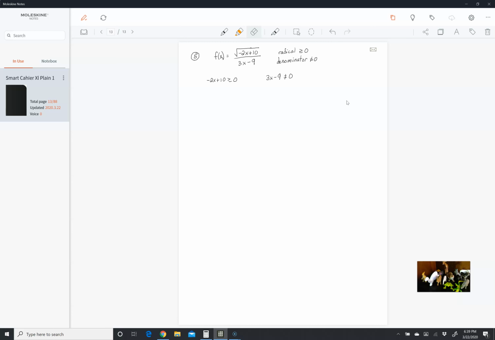So we're going to solve this. We subtract 10 from both sides. We have negative 2x greater than or equal to negative 10. We divide by negative 2 on both sides. And this is a case where the sign flips. So x is less than or equal to 5. So the sign flipped here because we were dividing by a negative number.